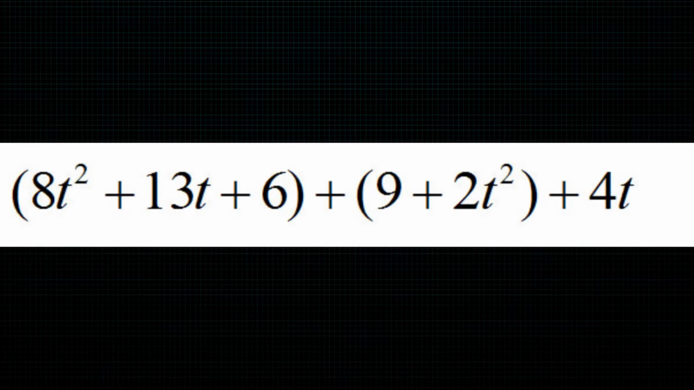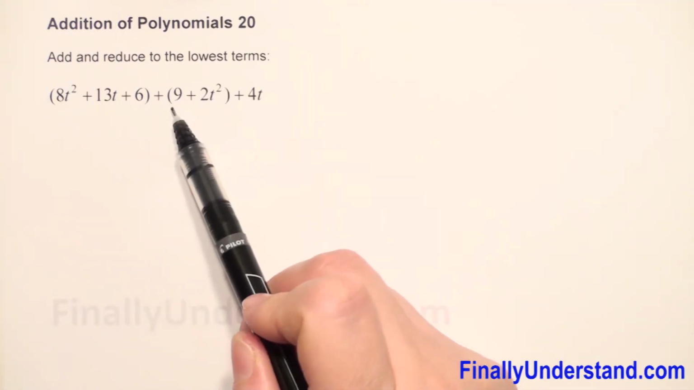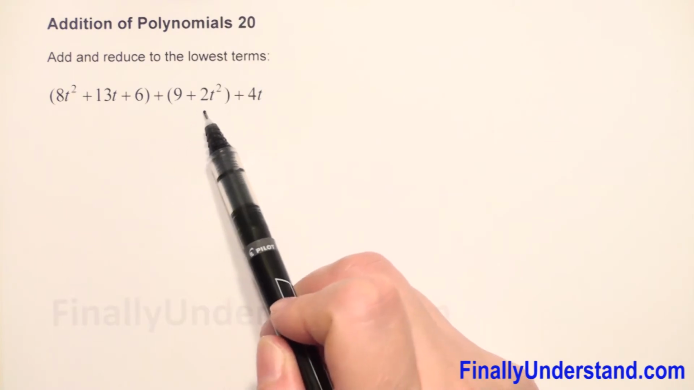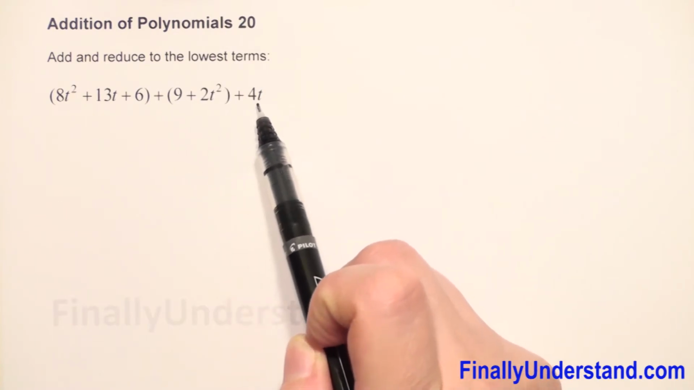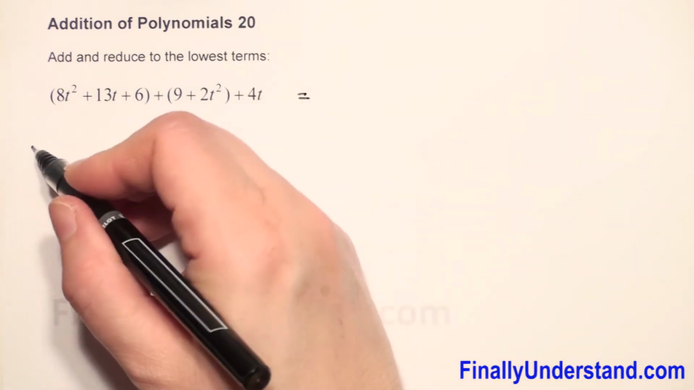We have addition of polynomials. We have three polynomials. First is a trinomial because it has three terms. The second is a binomial because it has two terms, and a monomial because it has one term. So now first we have to take down the parentheses.